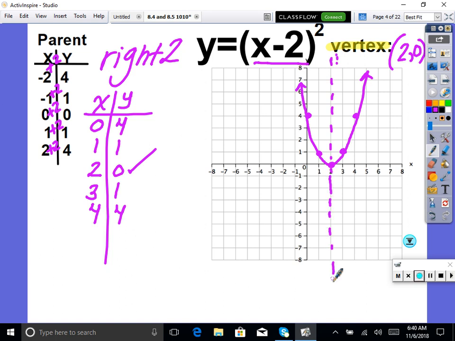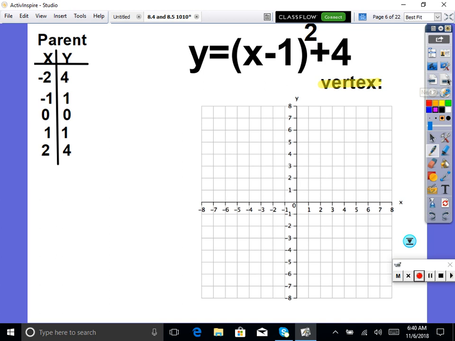Pretty easy. Okay, let's do one. I don't think you need to see another one just by itself. Let's do one with both shifts. Okay, so this one has a shift of left. Nope, it's not left, is it? What is it? Right 1. Okay, so right 1. Up 4.